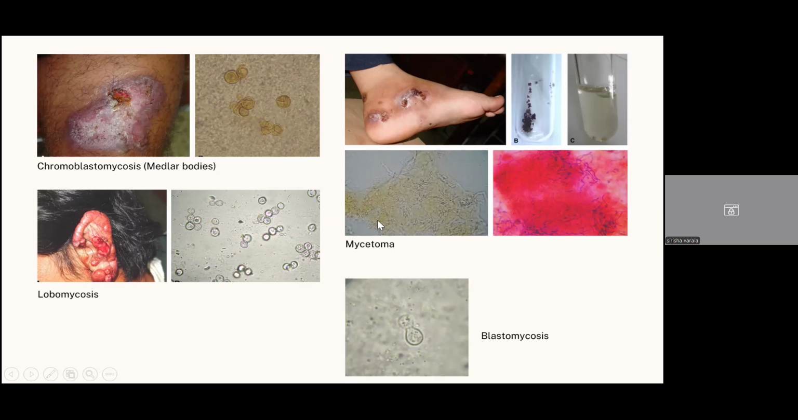So here you have to do a KOH. In KOH from the grains, you will be able to appreciate the hyphae, or you can also go for a gram staining where you will see filamentous bacteria, which is actinomycetes. And here is a case of blastomycosis where you can see a white-based budding yeast cell, which is classical for blastomycosis. So do definitely try out in subcutaneous mycosis as well whenever you see a case.